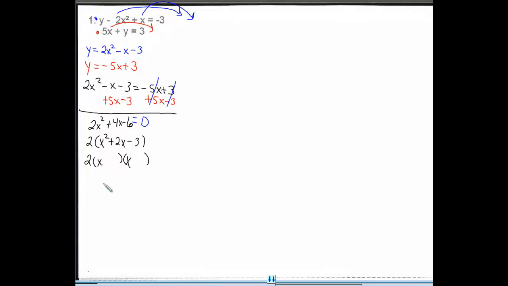We know the first term inside both parentheses is x, because x times x is x squared. Now I need a number that multiplies together to give me negative 3, our target product, that will combine to give me my target sum of 2. And that will be positive 3 and negative 1.